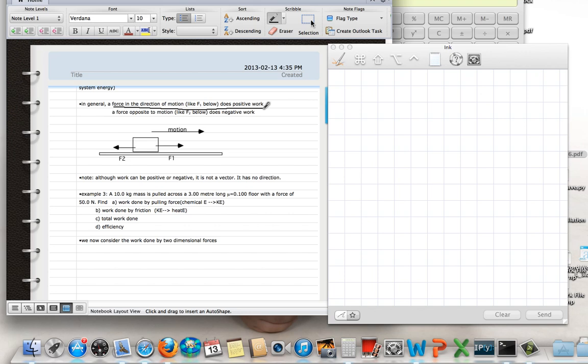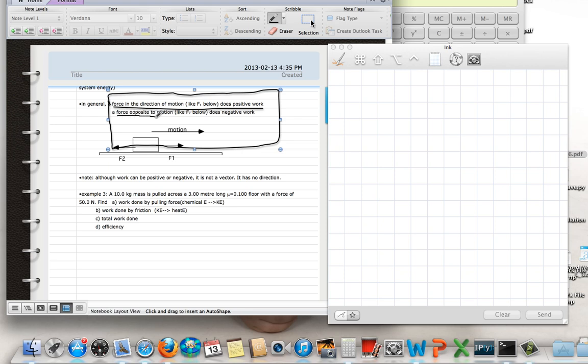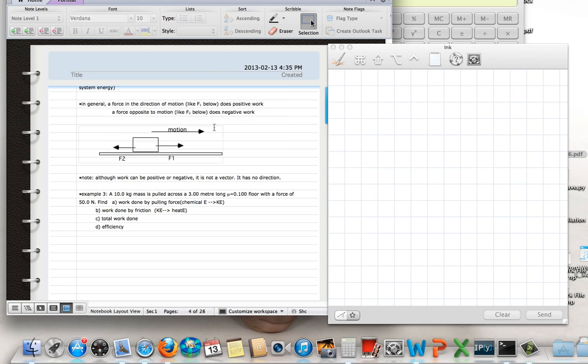We'll highlight that. And a force that's opposite to the motion, this might be a frictional force, does negative work, because that causes the system to actually lose energy, and as a result, the energy change is negative. Okay, so let's go back. We'll just highlight these one more time. Hopefully this will stay with us this time. There we go. All right, so here's another example.